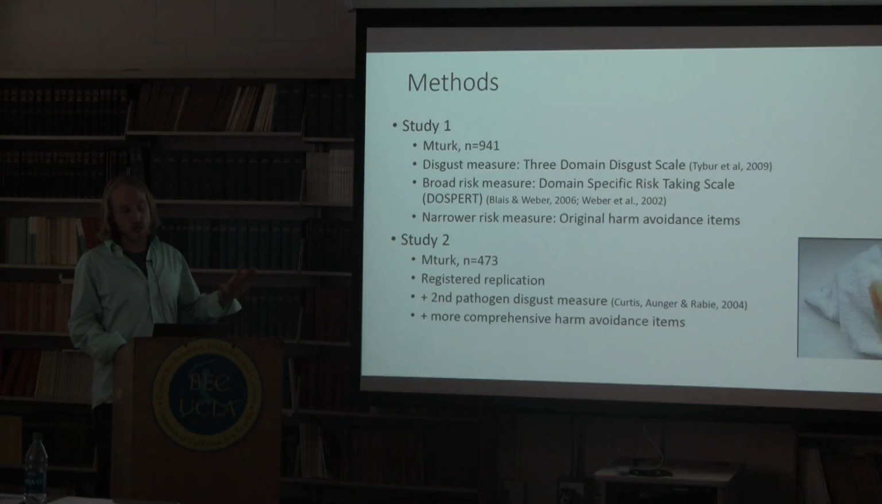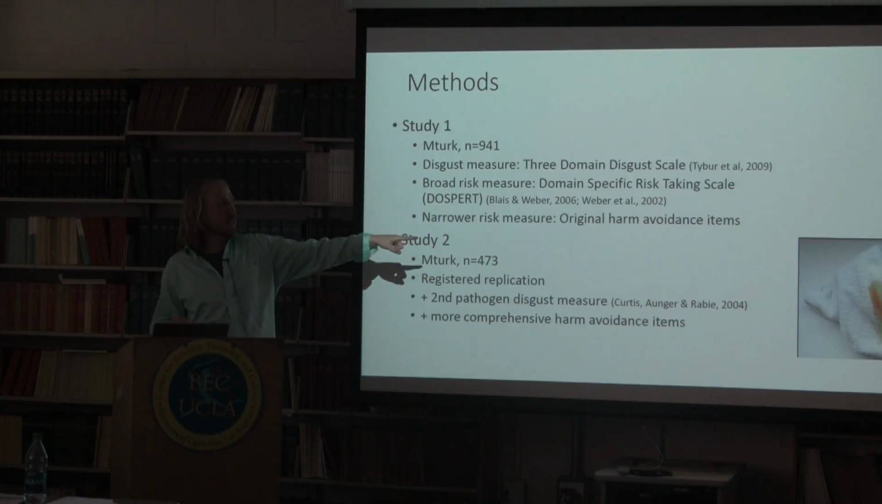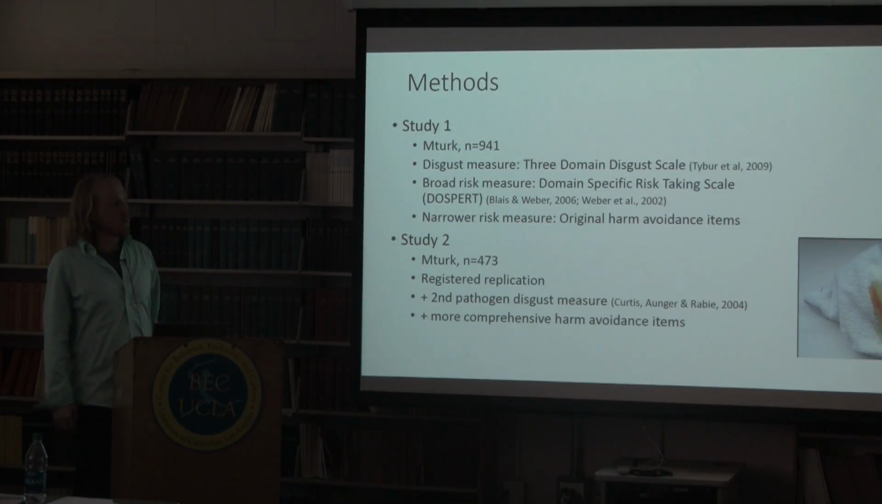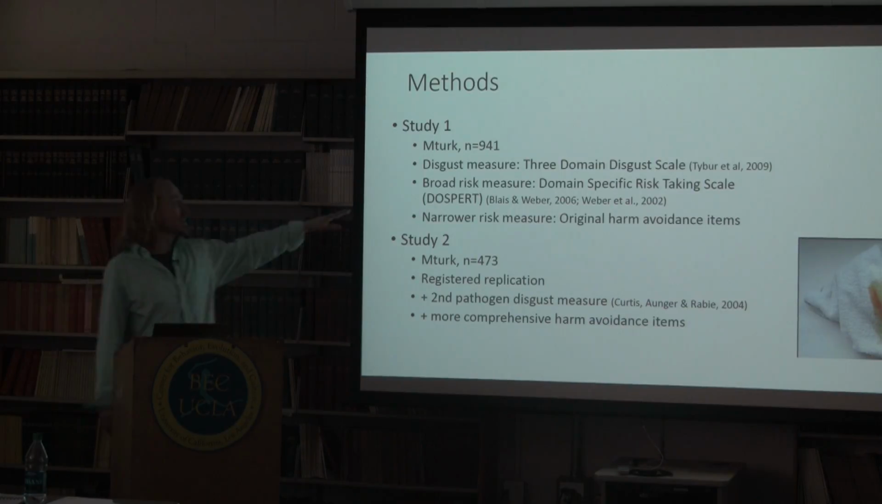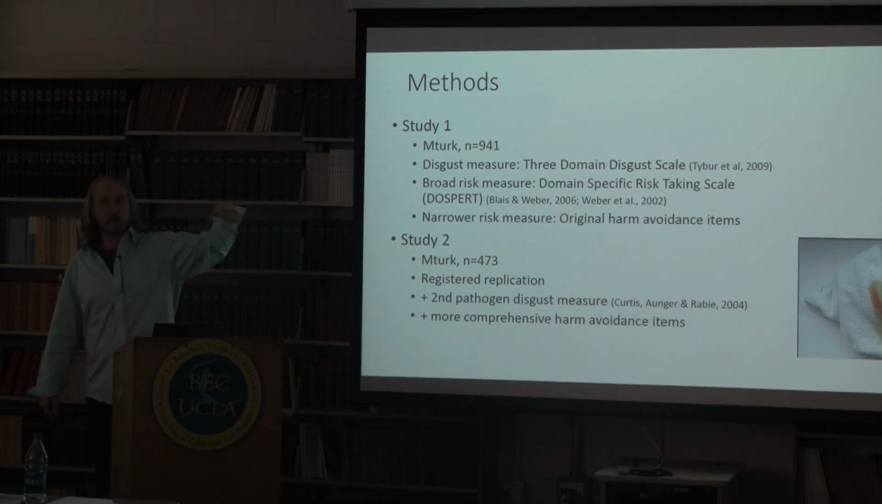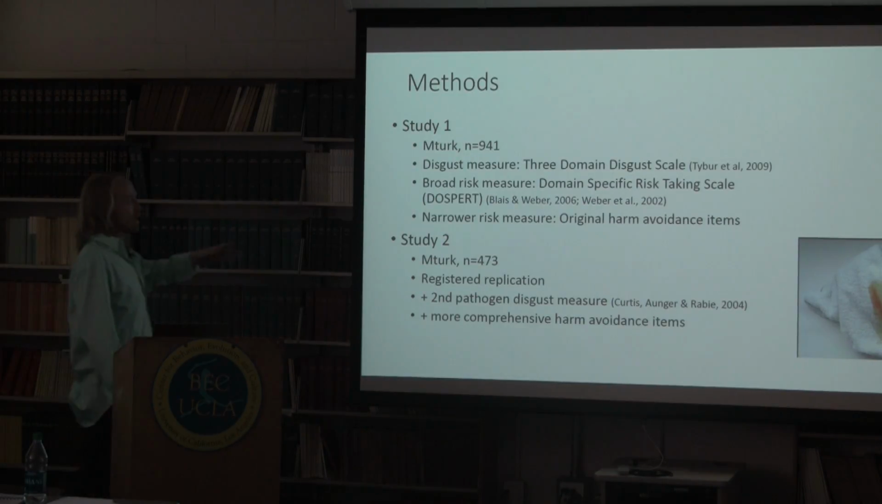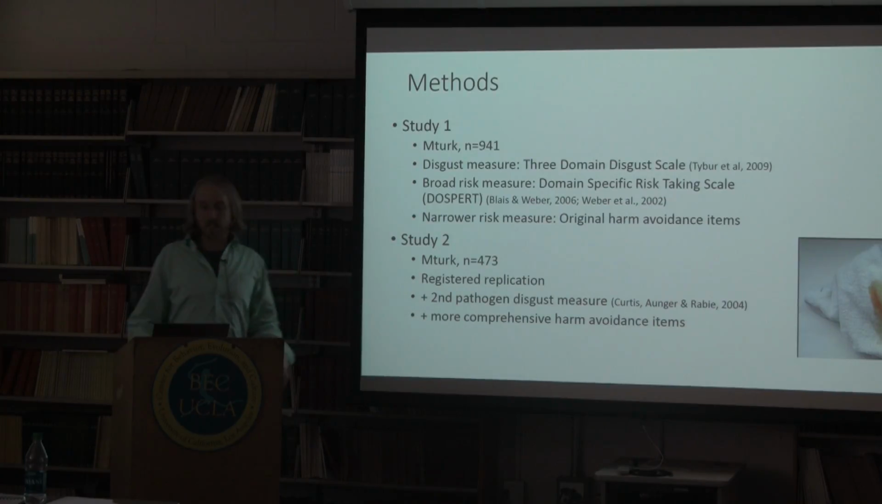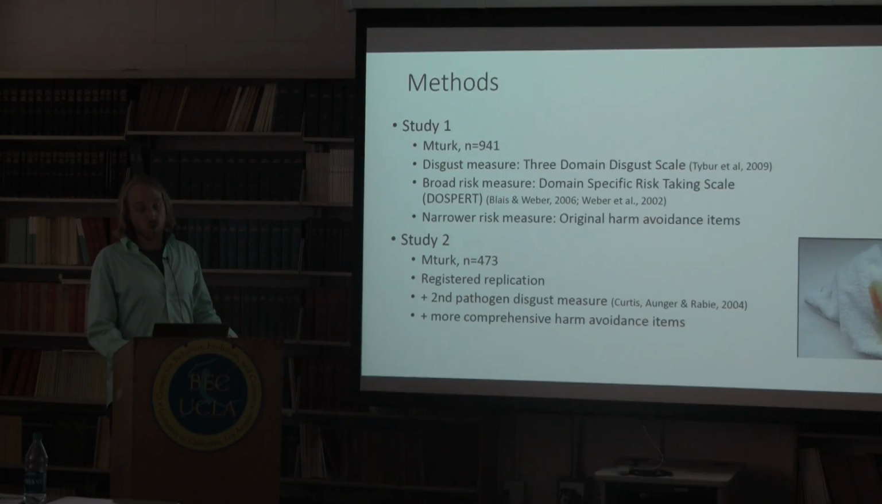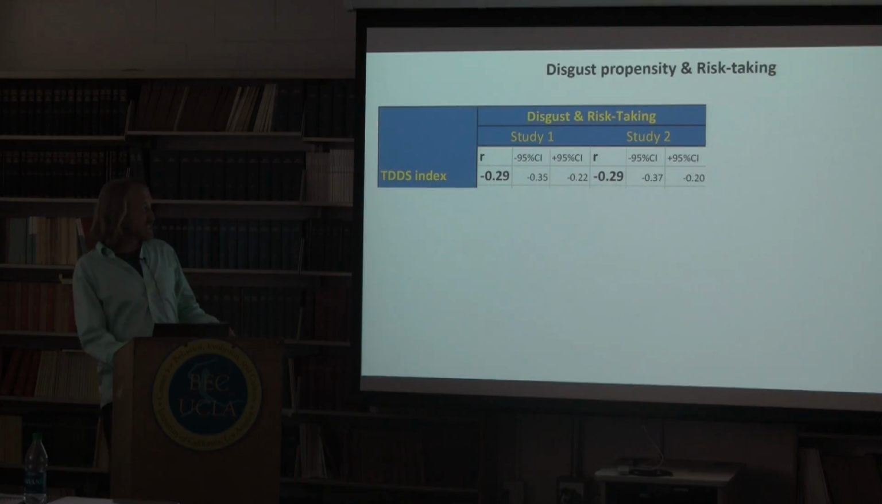So we did that in study 1. Then we did a replication of study 1. It was pre-registered. We added an extra measure of disgust. This one uses visual stimuli, like what looks like a rag with blood and pus on it. How disgusting do you find this? This other measure is just descriptive, text-based. And then we expanded and thought a little more carefully about the harm avoidance scale the second time around. So we're looking for negative correlations between disgust and risk-taking. We think disgust is risk-averse, so we're looking for negative correlations.